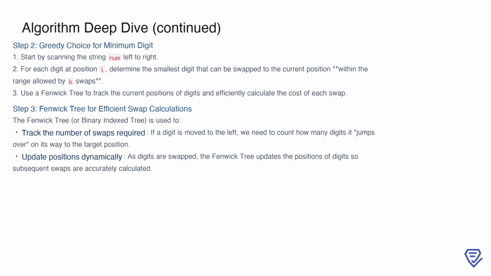To efficiently calculate the cost of each swap and keep track of the positions of the digits, we use a Fenwick tree. This data structure is key to ensuring that our solution is efficient. It helps us dynamically track the number of swaps needed as digits are moved and ensures that updates to the positions of digits are handled efficiently during each iteration. Let's see how this Fenwick tree is utilized in greater detail.